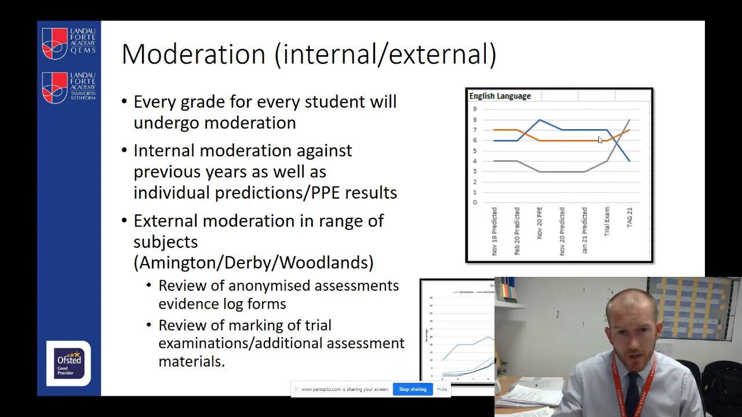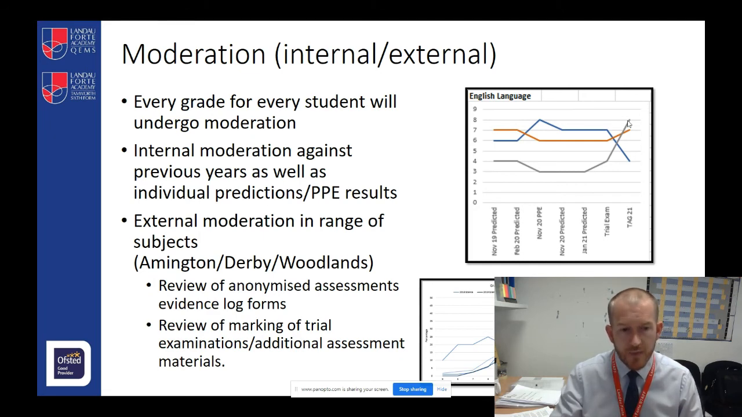Now, where this spike appears, if there is evidence to support that grade based on that evidence log, that's fine and that grade will be permitted. If there is not evidence, we will ask the departments to review that grade again. Not saying no, that's not what it is. We will simply be asking them to have another review of the evidence.